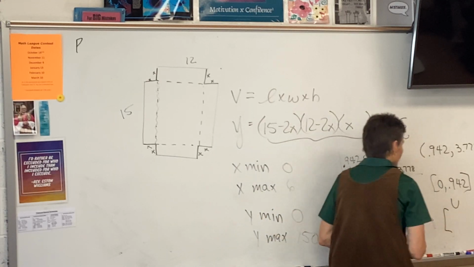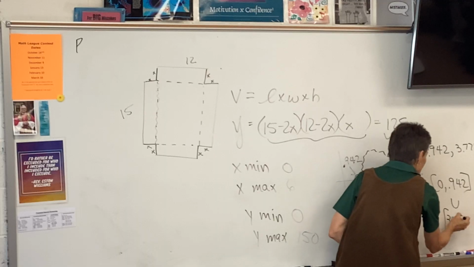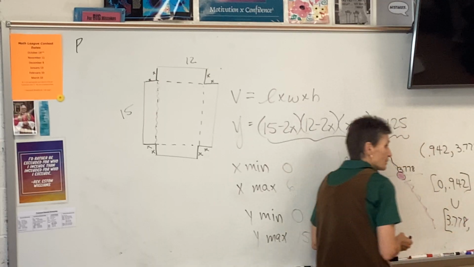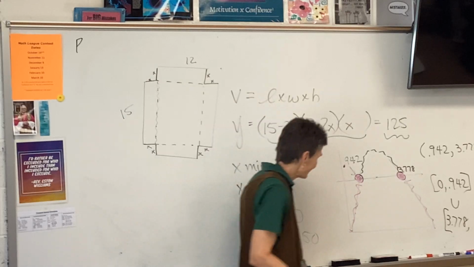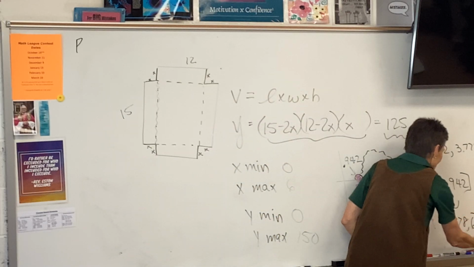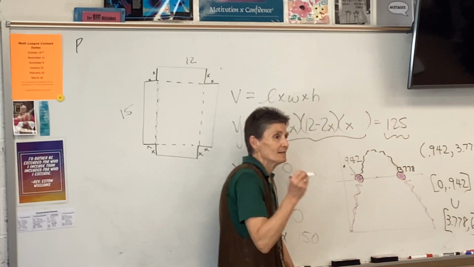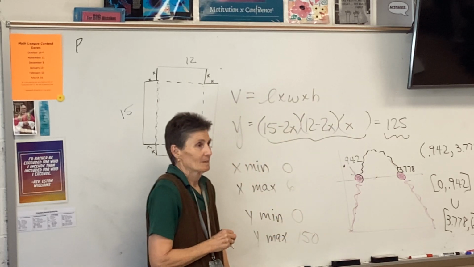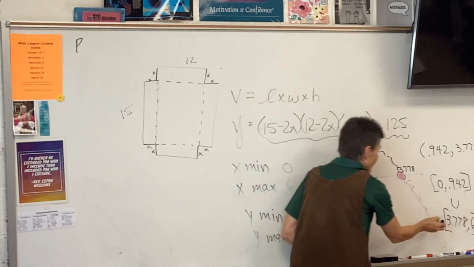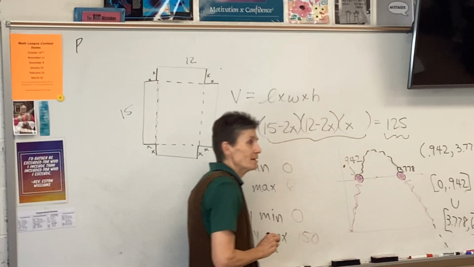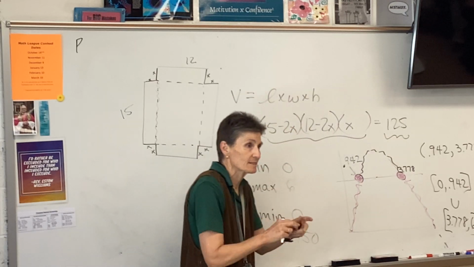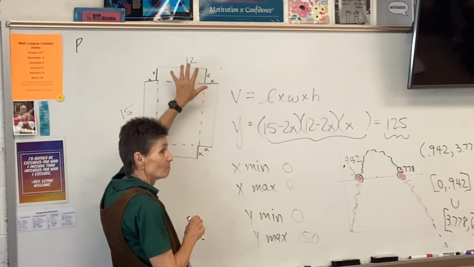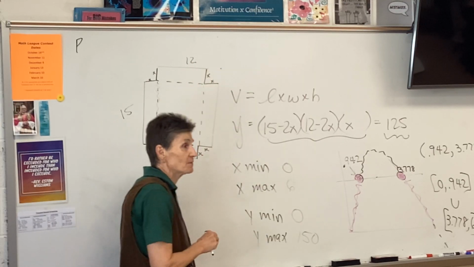Or 3.778, comma what? 6. Good. Remember, this problem ends at 6. On the calculator, that's going to keep going, but it doesn't make sense in this problem. It ends at 6. You can't cut more than 6 off this piece of paper.